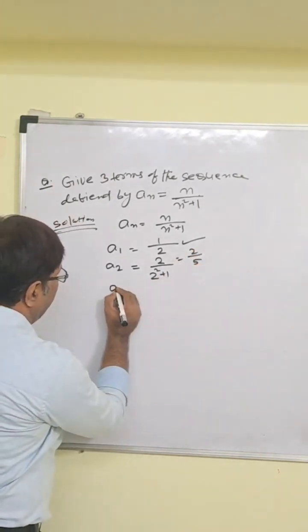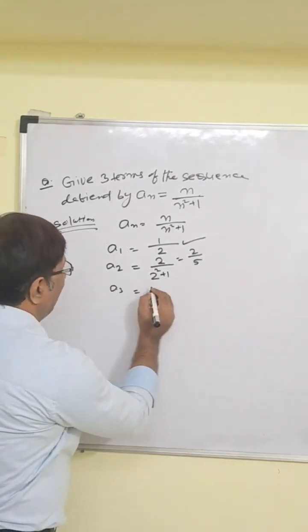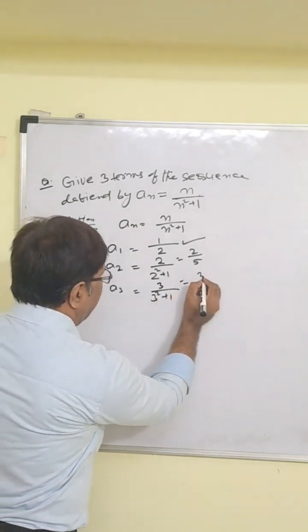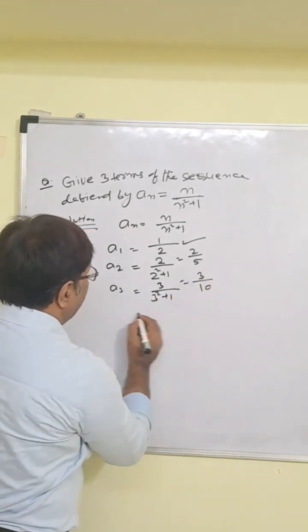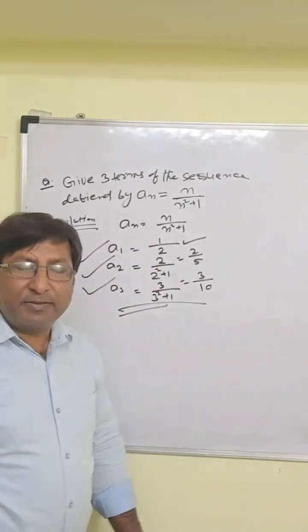Similarly, for the third term, just put n equal to 3, we will get 3 upon 3 square plus 1, that is 3 upon 10. These are our three terms: first term, second term and third term of the sequence.